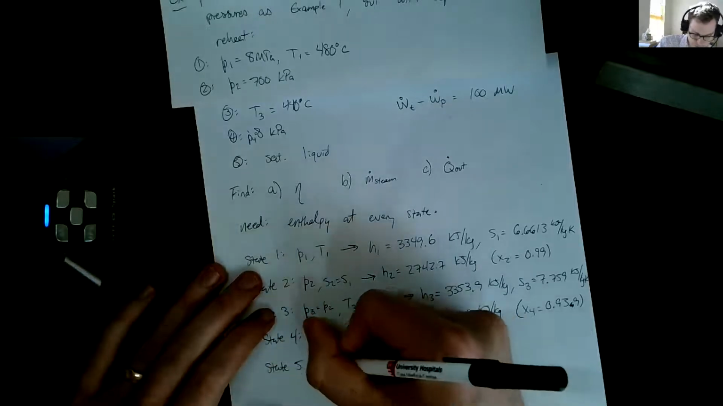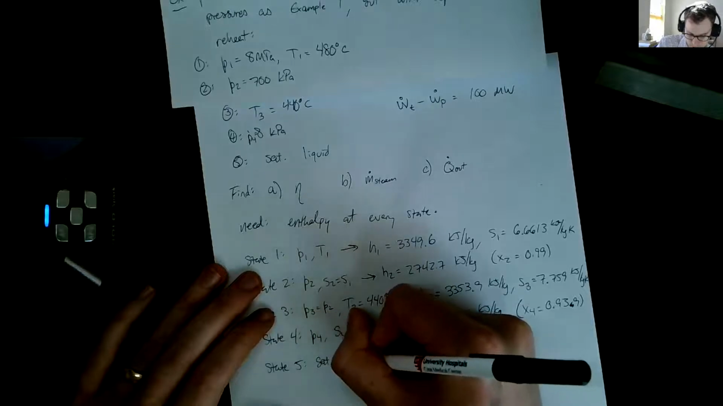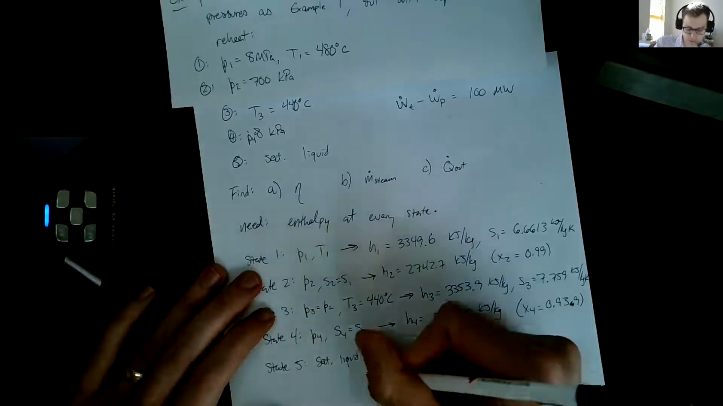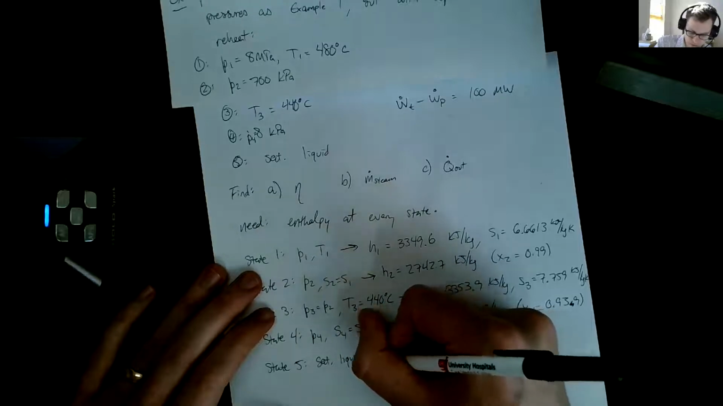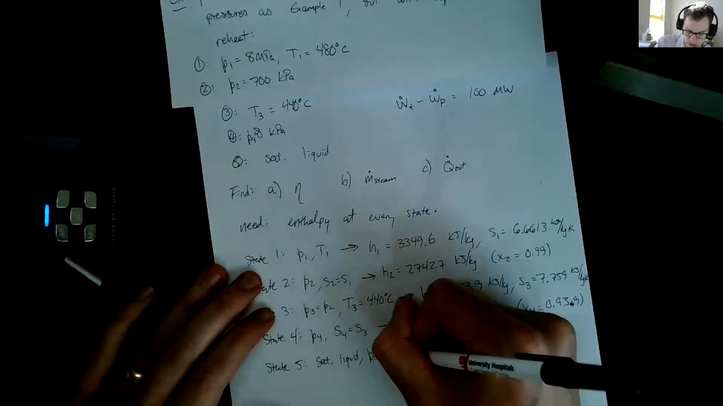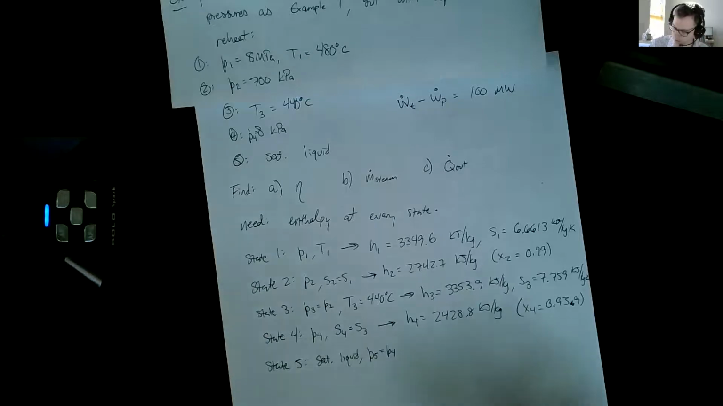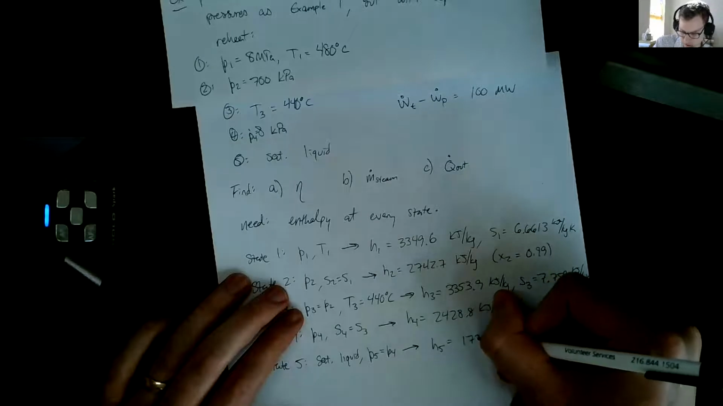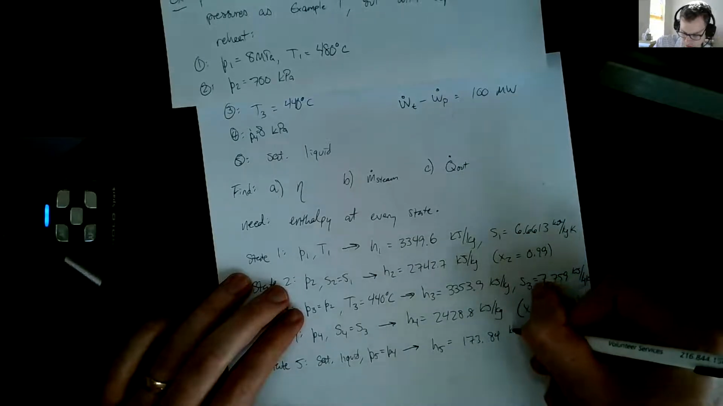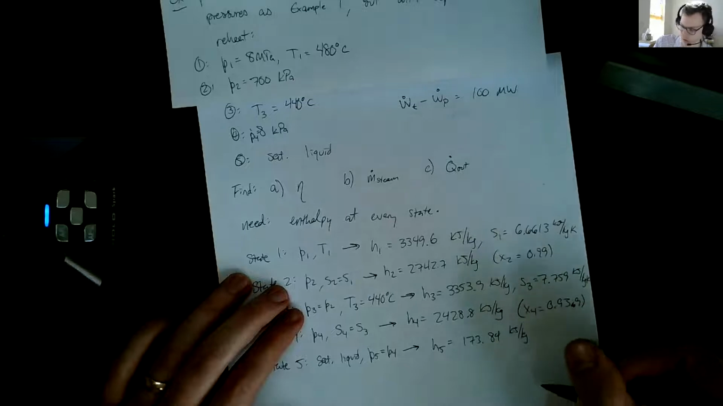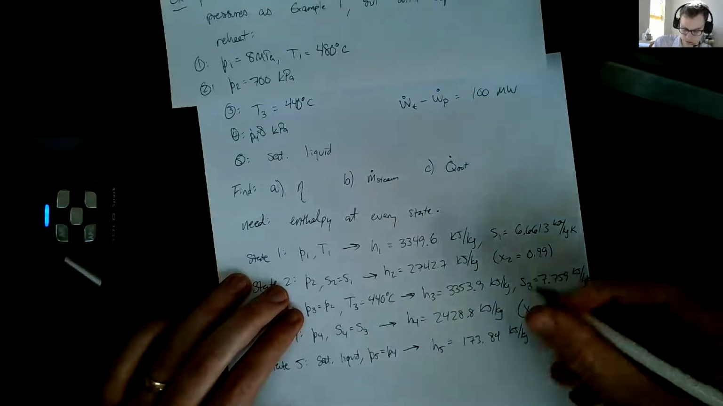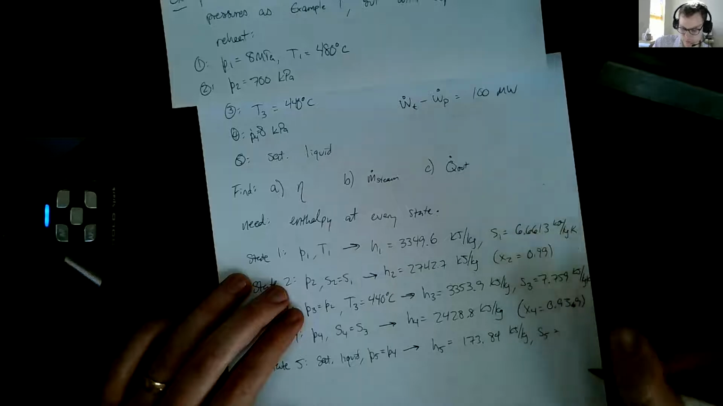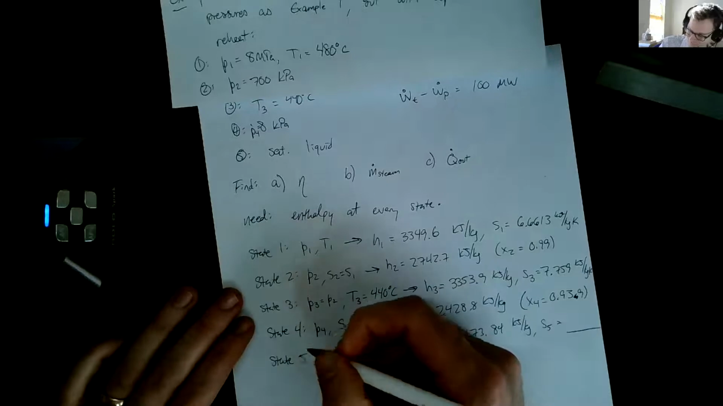State 5, we're told that it's a saturated liquid, which would be a quality of 0. That's one of our properties. And we know that this condensation occurs at constant pressure, so P5 equals P4. That tells us that H5 is 173.84 kilojoules per kilogram. I actually didn't write down what the entropy was. Oops. We'll need the entropy because we're going to go through a pump. So maybe look that up on your own if you want to rework this example.